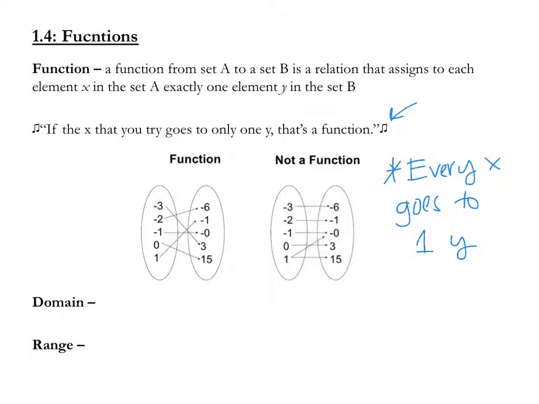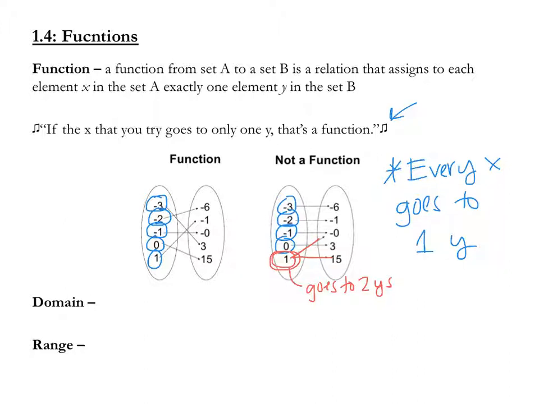So if you look at the examples, all of these x values here are only going to one place. So that's why that one's a function. But if you look at the next example, these first x values are fine. It's this last x value. It's going to two different y values. This is why this is not a function. This one's going to two y values. It can only go to one y value.